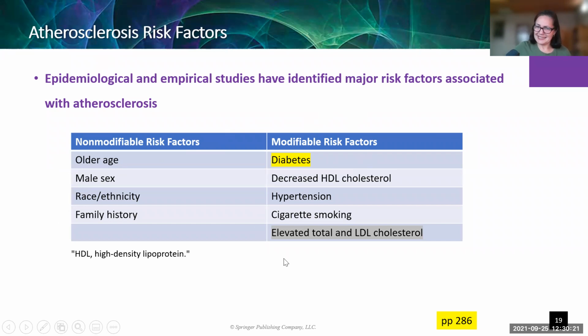Listed last in our textbook is diabetes. The diabetes itself isn't the problem. It's the hyperglycemia that results from the diabetes. That is the problem. The hyperglycemia is extraordinarily damaging to the endothelial tissues lining our blood vessels. And so we're finding that one of the biggest risk factors for atherosclerosis is actually having uncontrolled diabetes, having hyperglycemia.